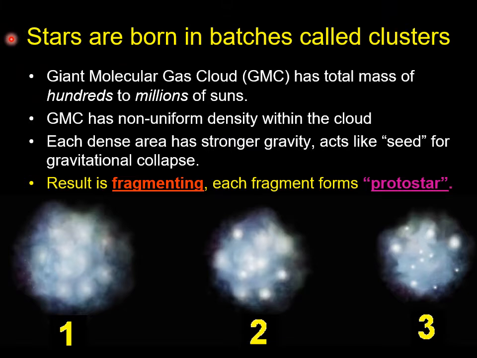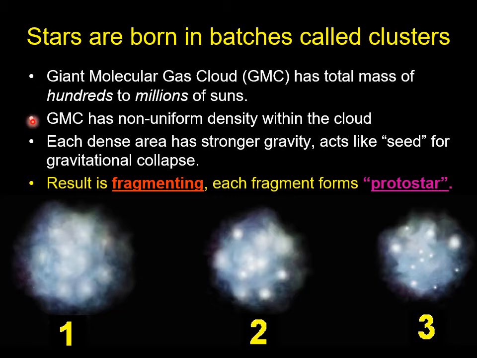So let's look at this process in a little more detail. I mentioned earlier that stars are not born individually, but they're born in batches called a cluster, a star cluster. So a giant molecular gas cloud, which, remember, has a total mass of hundreds to millions of suns.